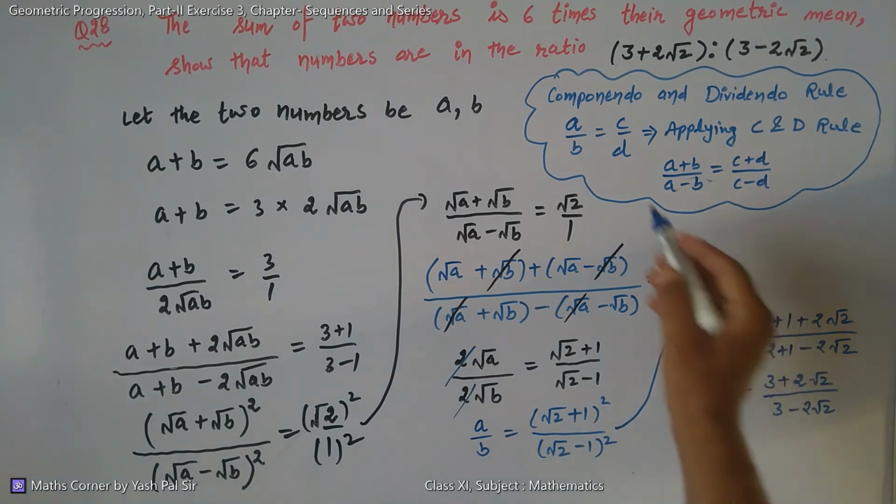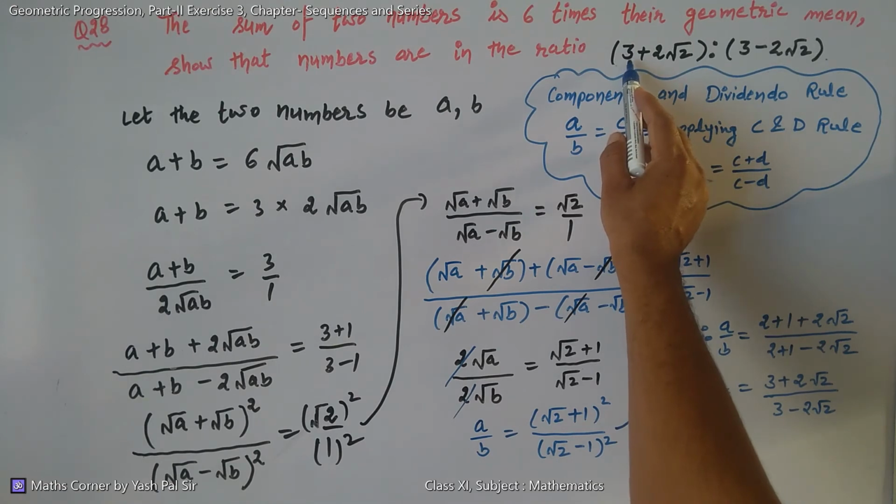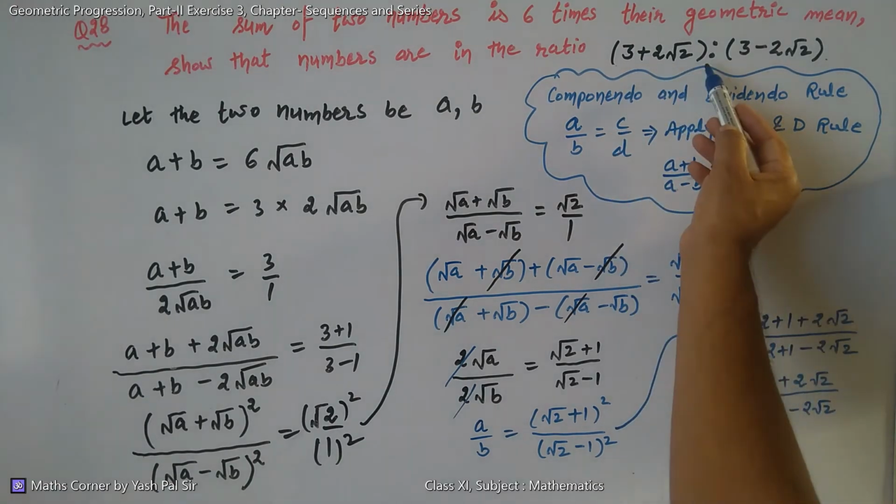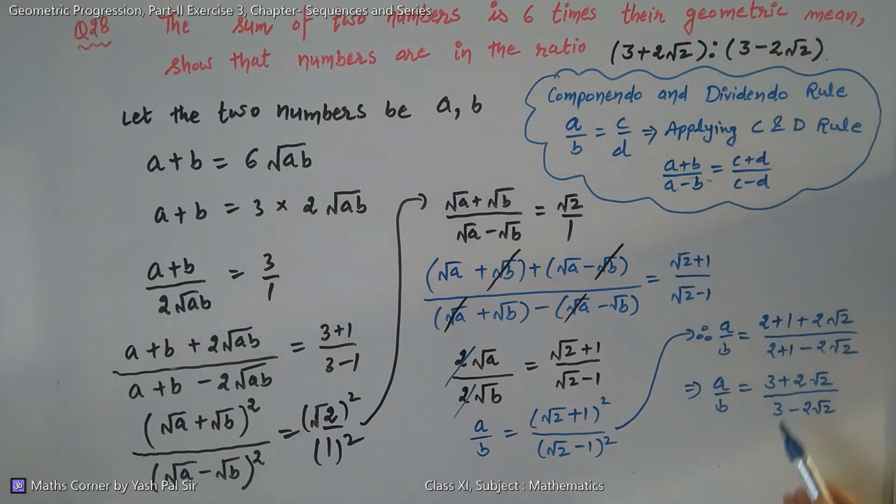Show that the given numbers are in the ratio 3 plus 2 times square root 2 to 3 minus 2 times square root 2. Hence the result. Next question.